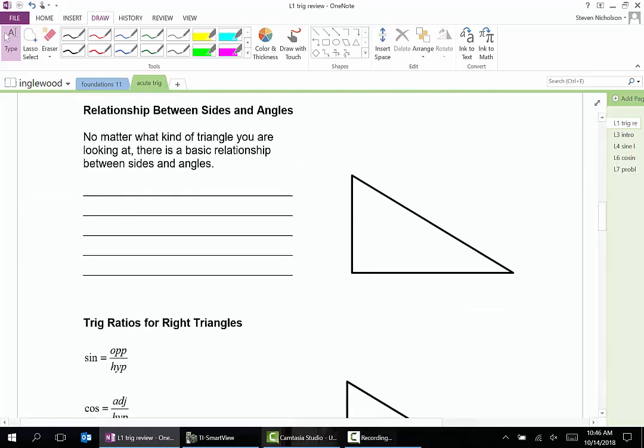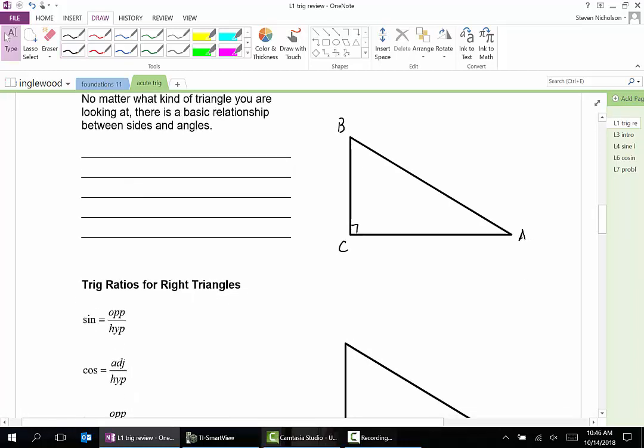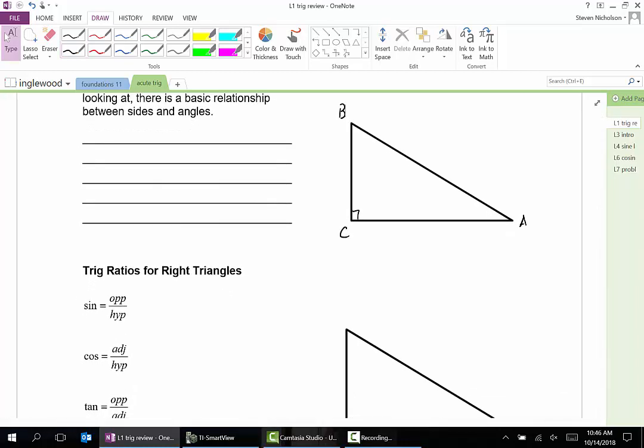So this becomes really important because really when we're doing trigonometry, it is a relationship between sides and angles. And as it says, no matter what kind of triangle you're looking at, there is a basic relationship between sides and angles. So in this picture right here to the right, we're still looking at a right triangle, but it really doesn't matter. And I just want to use this little picture to highlight what I'm going to try to be consistent with.